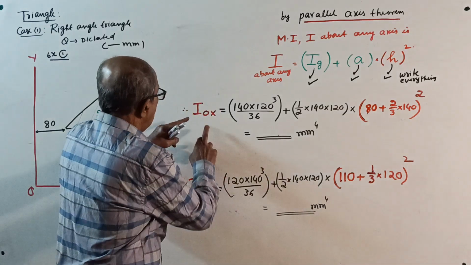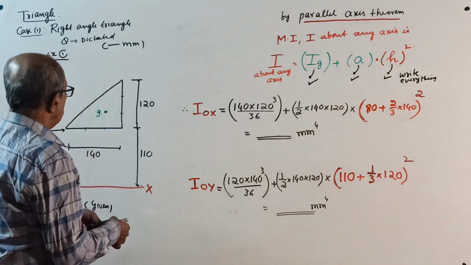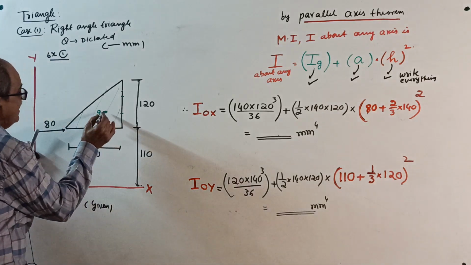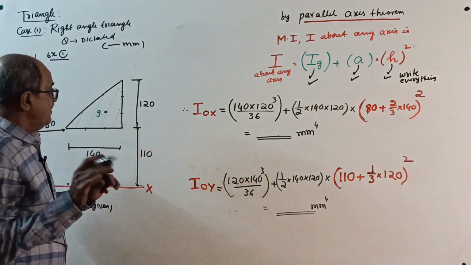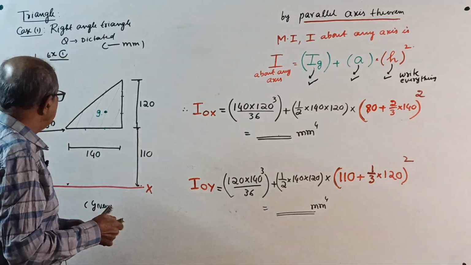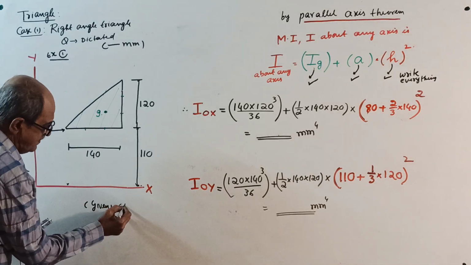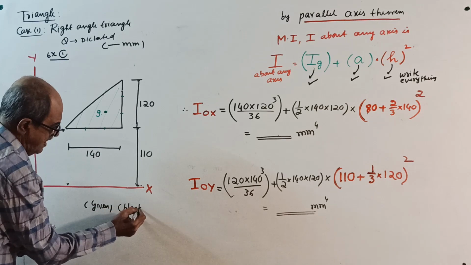Okay, start. Now I about OX, I about OY. Clear, what to do? Mark the centroid. The centroid is not given. You see the blue and green color right here. Black is given. All the black values are given.